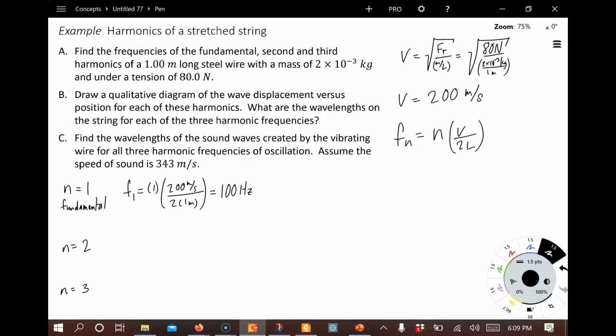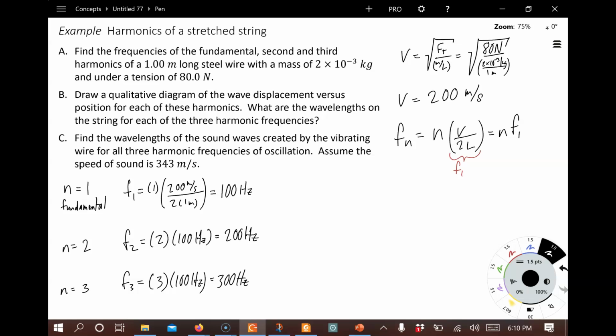Now for F2, notice that this number here, which we just calculated, that's F1, the fundamental. So we can always write the higher harmonics. They're just an integer multiple of the fundamental. So to do the second one, if I want to save myself a little time for F2, instead of going to the whole equation again, I can just write 2 times the fundamental. 100 hertz gives us 200 hertz. And finally for F3, again, an integer multiple of the fundamental frequency gives us 300 hertz.